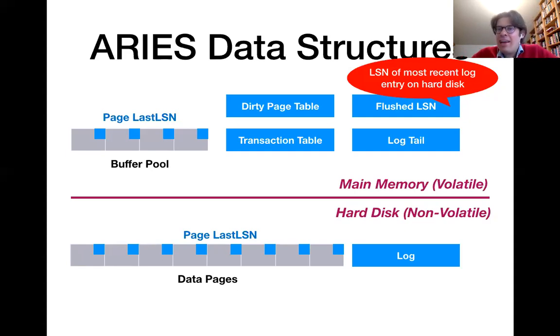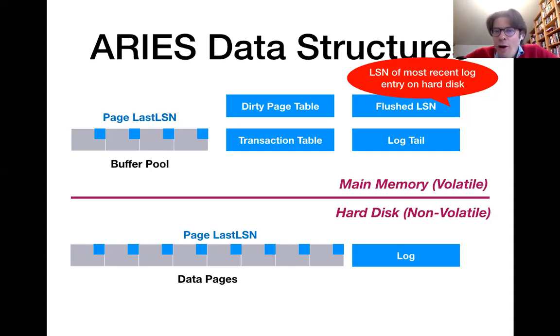So in several cases, it is important to verify whether log entries, for instance, about a transaction have already made it to hard disk, because then we can allow that transaction to commit. And the flushed LSN essentially keeps track of which log entries have already been made persistent.